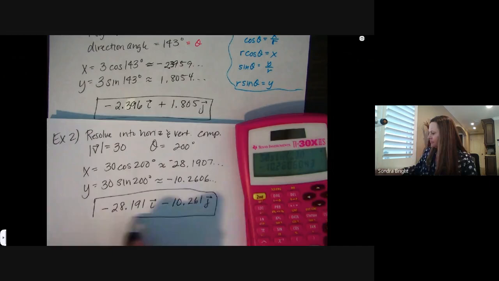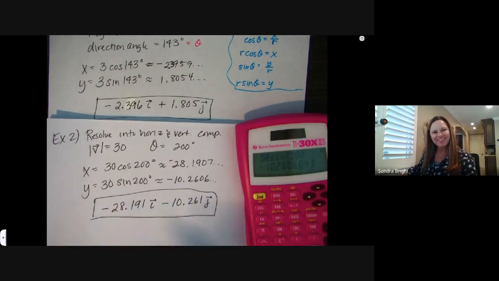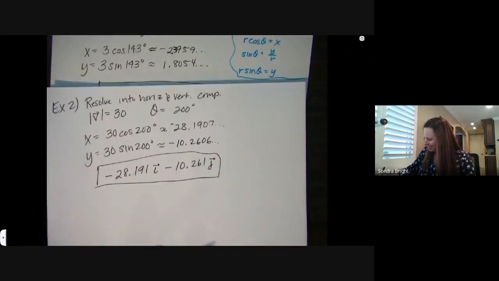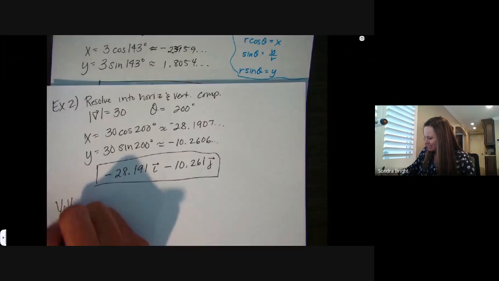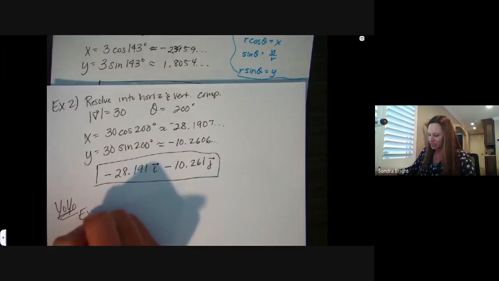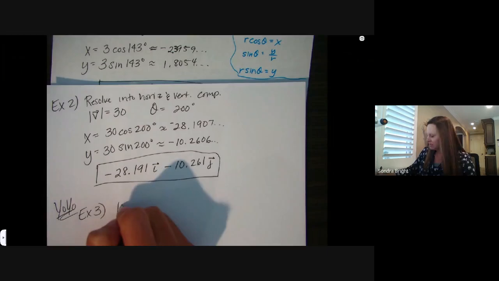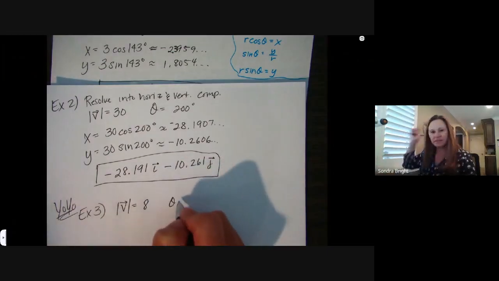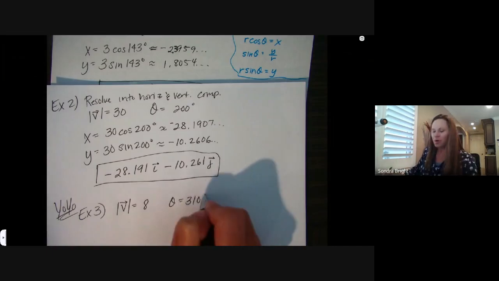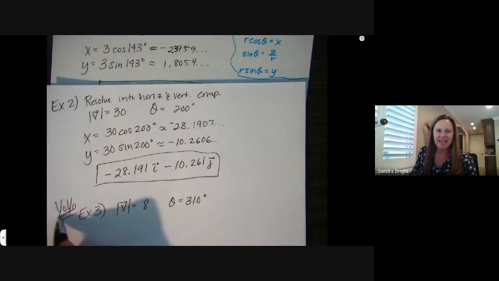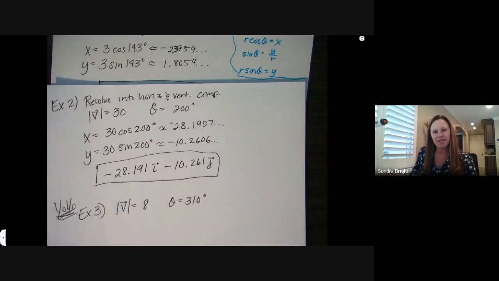There we go. All right, are you ready to try one on your own? Same directions, resolve into horizontal and vertical components if the magnitude is 8 and the direction angle is 310 degrees. Try it on your own, pause the video right now, and then come back and check.